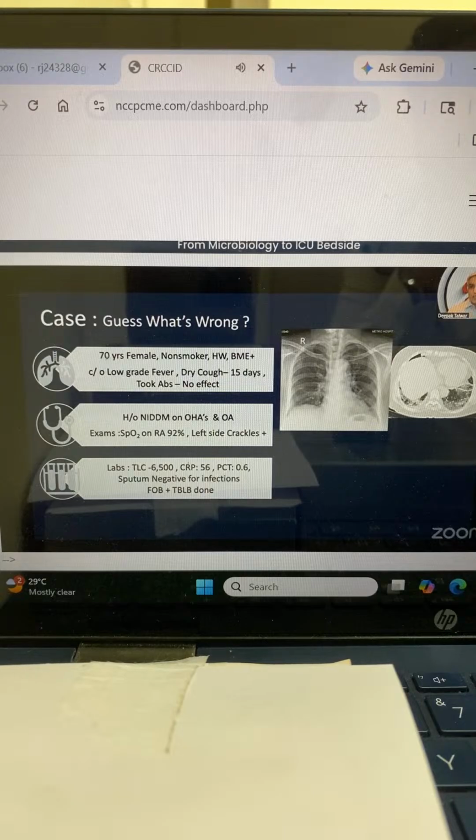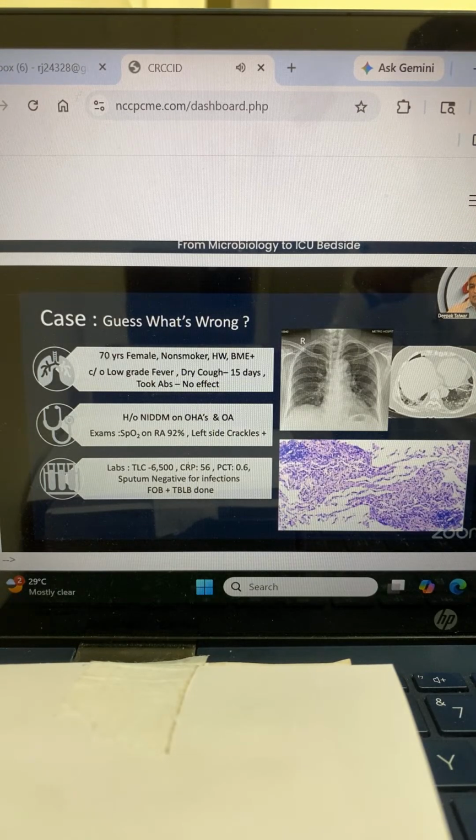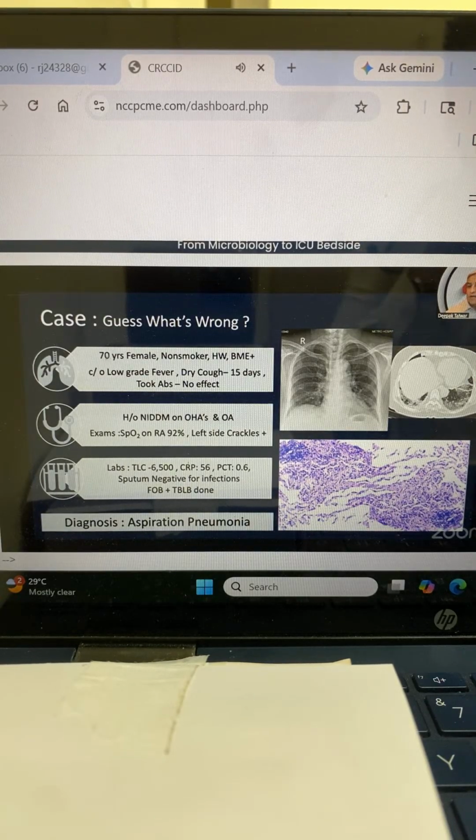And perhaps this is one of the last one or two cases you look at: a 70-year-old female, non-smoker, low-grade fever, dry cough for 15 days, diabetic, arthritic patient, 92% on room air, and multiple crackles everywhere. Bronchoscopy and TBLB were done for this patient, and you can see it is showing extensive inflammation related to some kind of aspiration, because there are food particles staining around the granulomas, which shows that this is aspiration of food particles leading to bilateral lower lobe aspiration pneumonia in this patient.